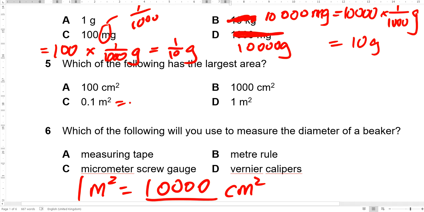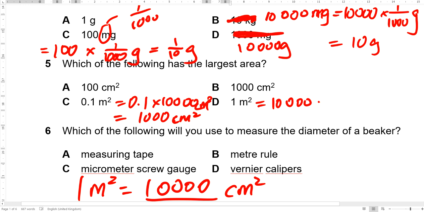Right, so over here, this gives me 0.1 times 10,000 square centimeters, which is actually 1,000 square centimeters. Okay? Next one. 1 square meter, obviously this will be 10,000 square centimeters. So now it becomes easier for us to compare. Which is the largest area then? Class? D. 1 square meter.